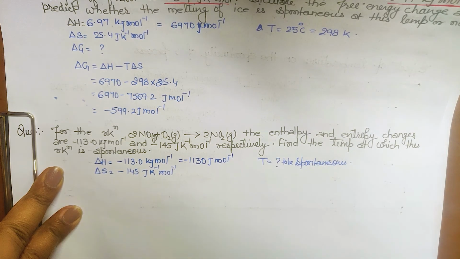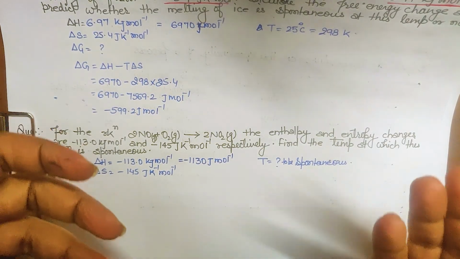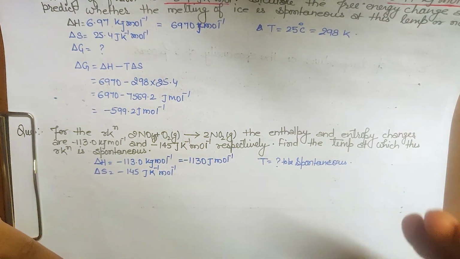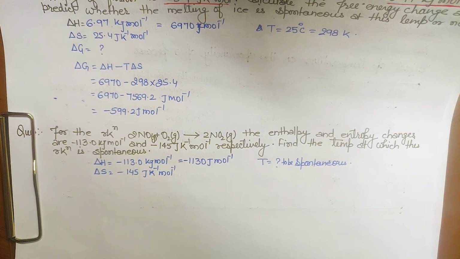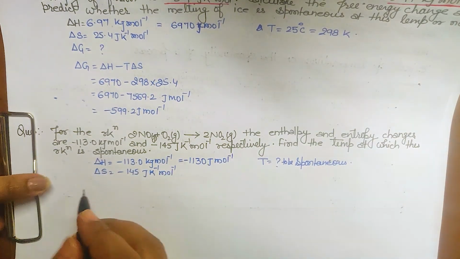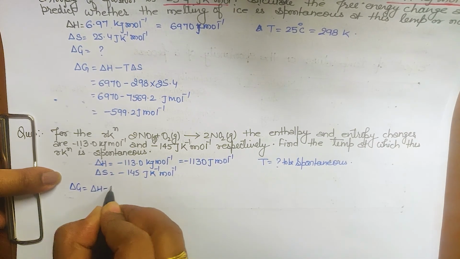So we will consider that it is at equilibrium. Since delta G is not mentioned, and it is asked to find the temperature at which it will be spontaneous, that means right now this reaction has stopped, isn't it? So when does the reaction stop? When the delta G value is 0, that means it is at equilibrium. Okay, so since it is asked, you can write here that delta G is equal to delta H minus T delta S.